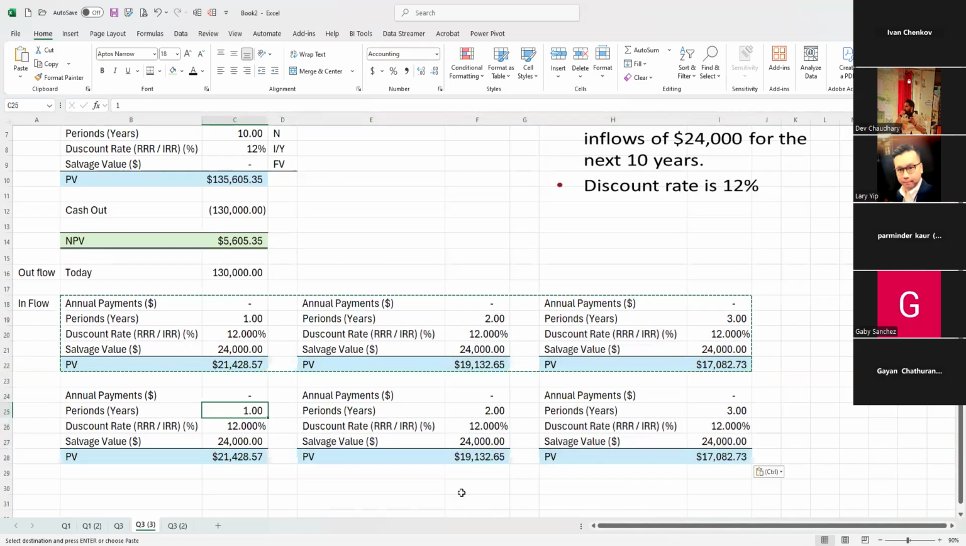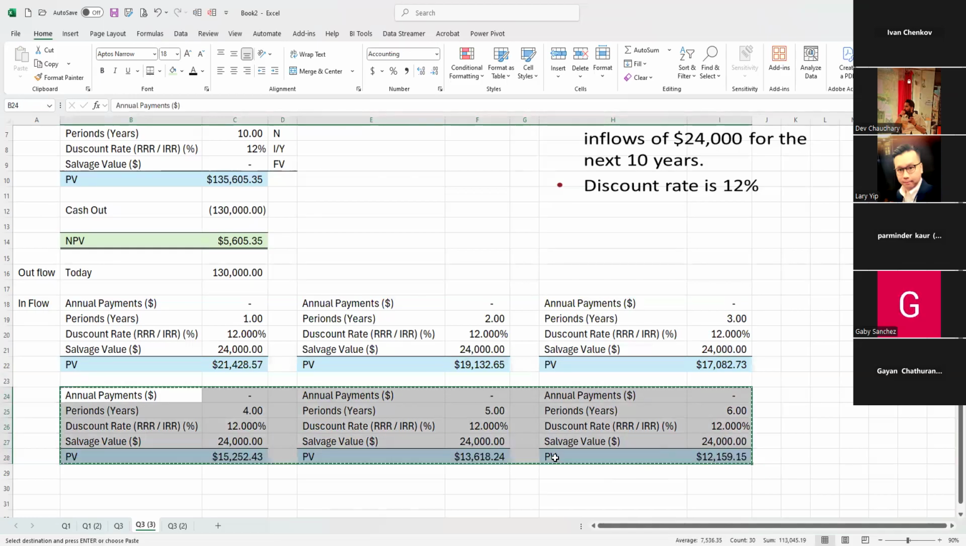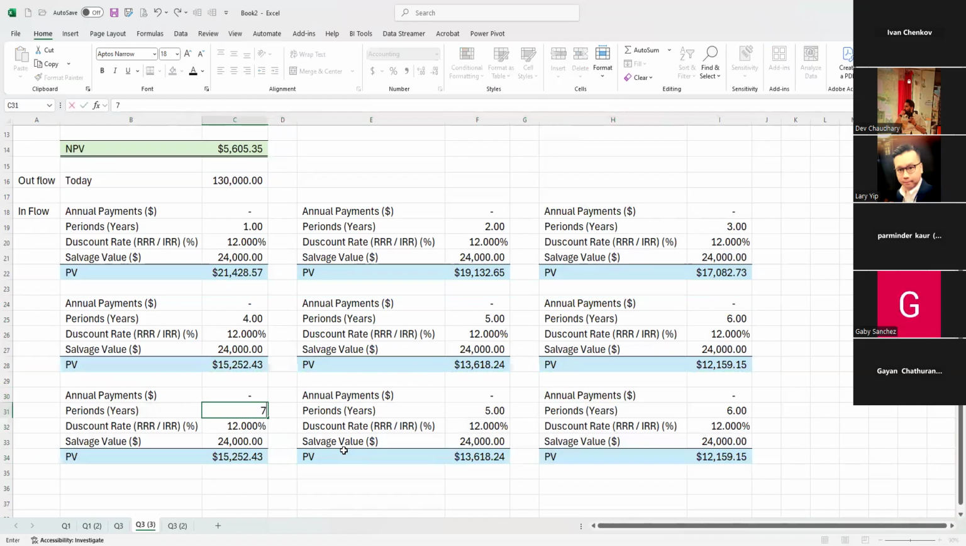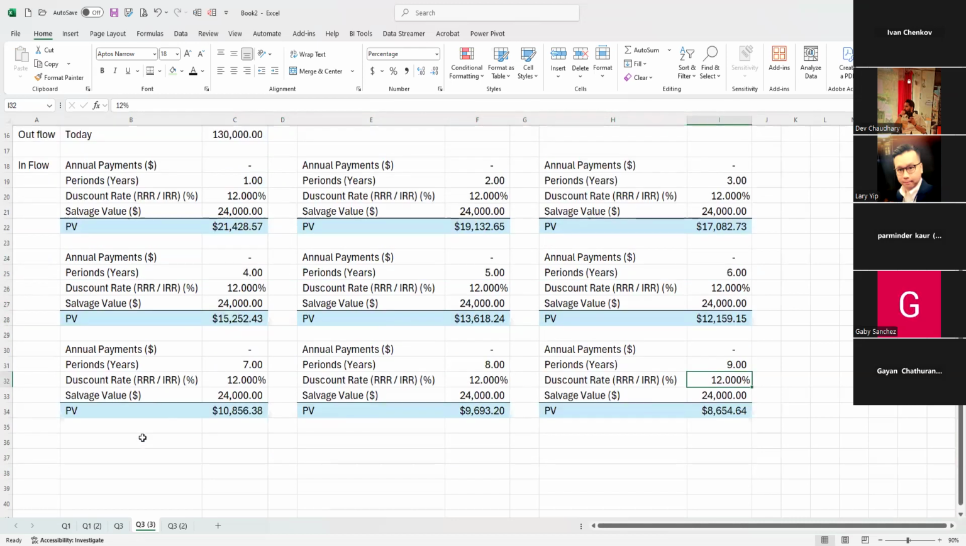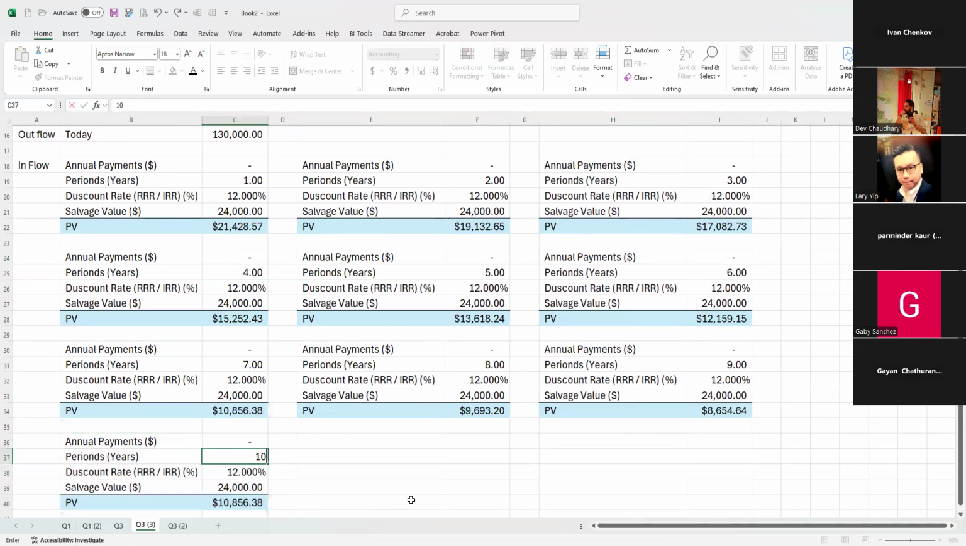That makes it 6. That will be year 4, year 5, year 6. And then 3 more times. That will be year 7, year 8, year 9. And 1 more time, and that will be year 10.